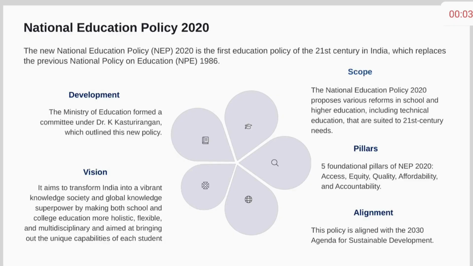National Education Policy 2020. The new education policy is the first education policy of the 21st century in India, which replaces the previous national policy. Development: the Ministry of Education formed a committee under Dr. K. Kasturirangan, which outlined the new policy. Pillars: the five pillars of the National Education Policy were access, equity, quality, affordability, and accountability.